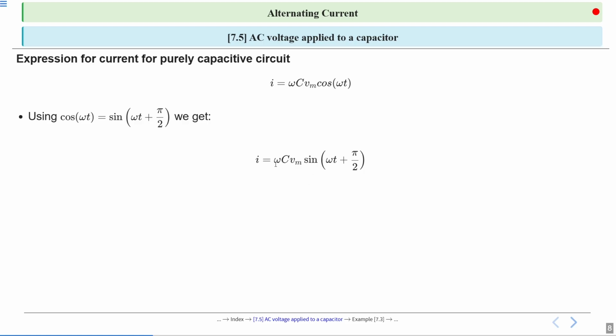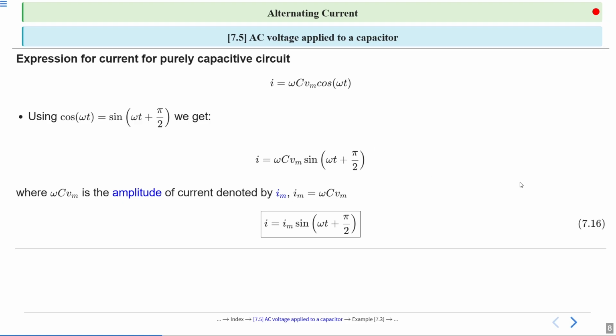This term omega is constant, C is constant, Vm is constant, so it will result in Im, where omega C Vm is the amplitude of the current. Amplitude means maximum value, denoted by Im. So Im equal to omega C Vm. The final expression for current will be I equal to Im sin of omega t plus pi by 2. This is the final expression. Mark it as equation 7.16. So what was voltage? V equal to Vm sin omega t. What is current for a purely capacitive circuit? I equal to Im sin of omega t plus pi by 2.